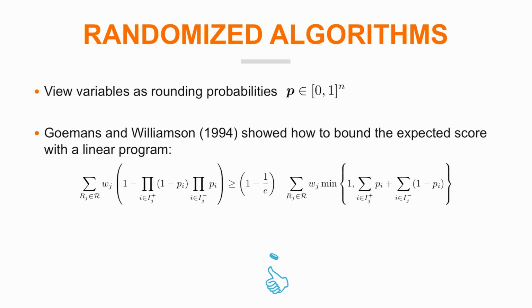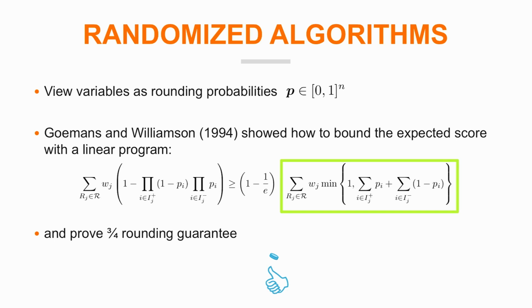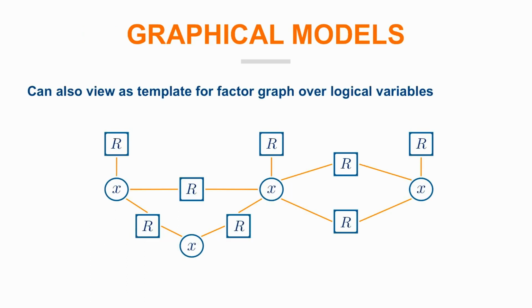Then there's this very nice old result from Goemans and Williamson from '94 that shows how to bound the expected score for this weighted MAX-SAT problem. And now, in addition, it gives you an approximation bound on it, a 3/4 optimal approximation bound. And if you look at that formula, you guys all memorized the formula that I had a few slides ago. It has exactly the form that I had before. So that's one interpretation. The next interpretation comes from the graphical models community.